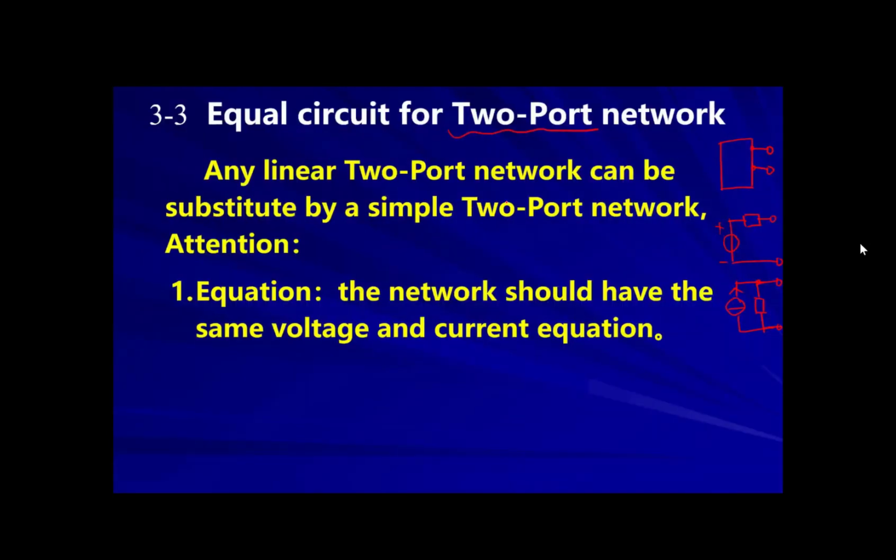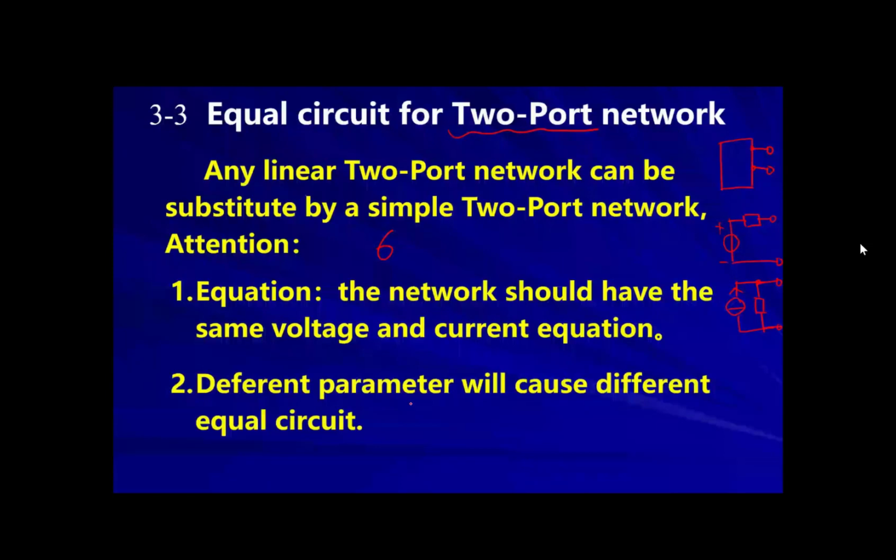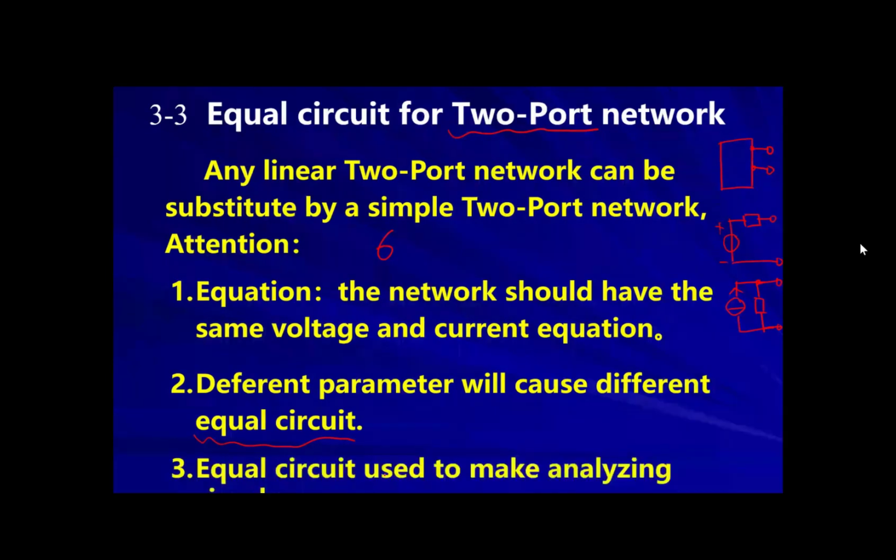Any linear two-port network can be substituted by a simple two-port network. And pay attention, the network should have the same voltage and current equations. This means the same parameters, the same 6 parameters. Different parameters will cause different equal circuits. The equal circuit is used to make analyzing simple. This is the aim of the equal circuit.